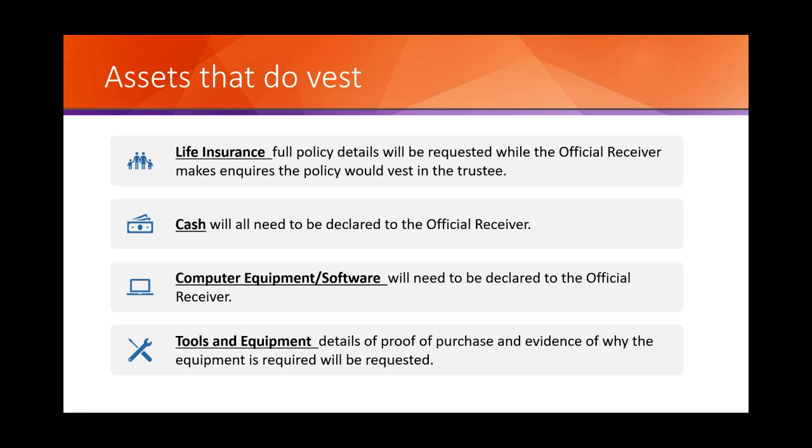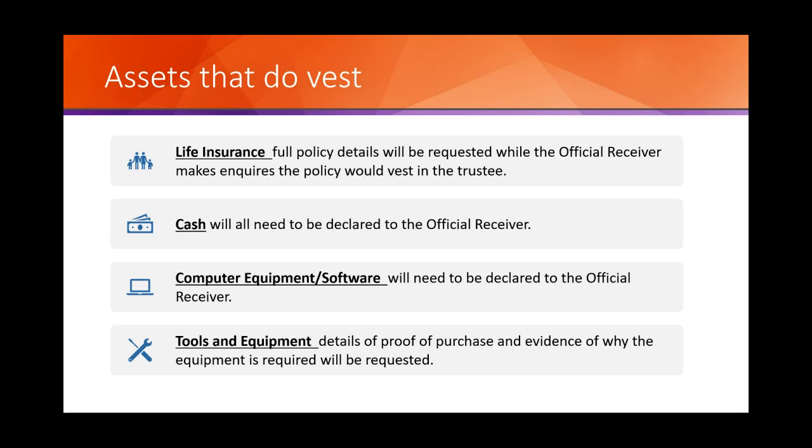General assets that do vest. This slide looks at some of the most common assets an individual will have at the date of the bankruptcy order. Life insurance. Policy details will be requested while the official receiver makes inquiries. The policy would vest with the trustee. If appropriate, a third-party offer could be obtained, or the bankrupt can purchase the policy for an administration fee.